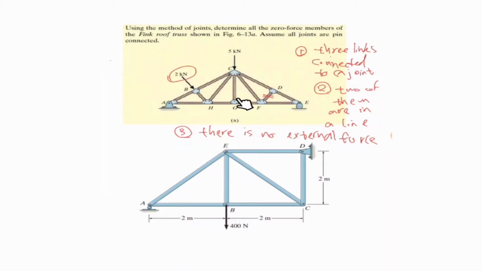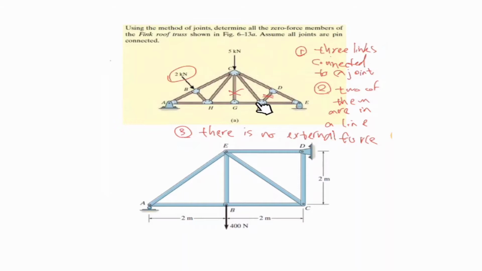You may consider this, but this is not the point we are talking about. We are talking about G. When we are talking about G, we ignore the rest of the structure. We just look at this and do a cut like this and consider 3 links, no external forces, 2 of them in front of each other. Then this would be another zero force member. We can ignore that and simplify our mechanism based on that.